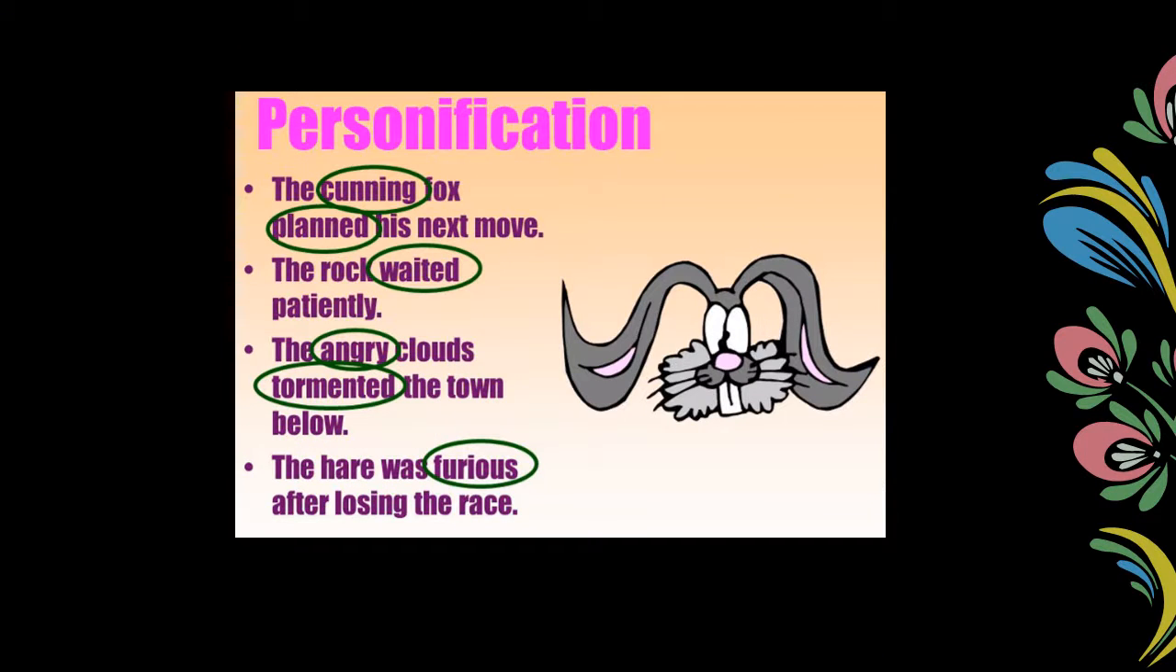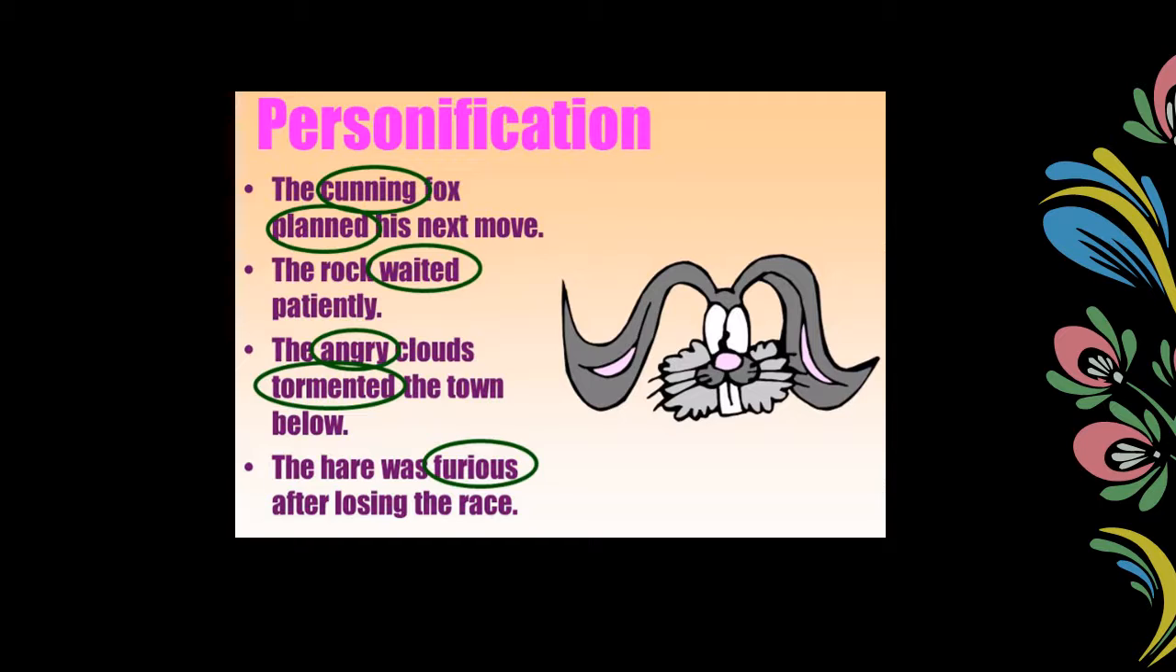Okay, let's take these examples. The cunning fox planned his next move. Cunning means you show a skill of achieving something. So who usually shows skill? It's only humans, right? So you give person characteristics to a fox that he planned his next move. Next, the rock waited patiently. Who usually waits patiently? It's only humans, right?